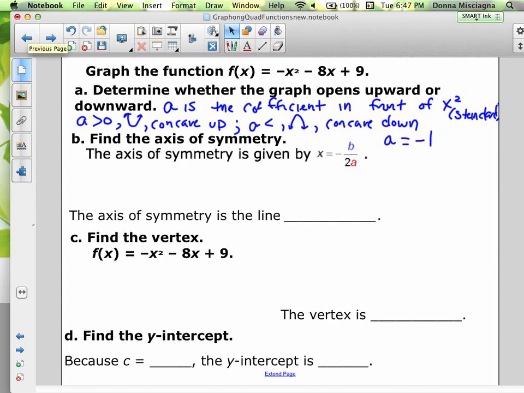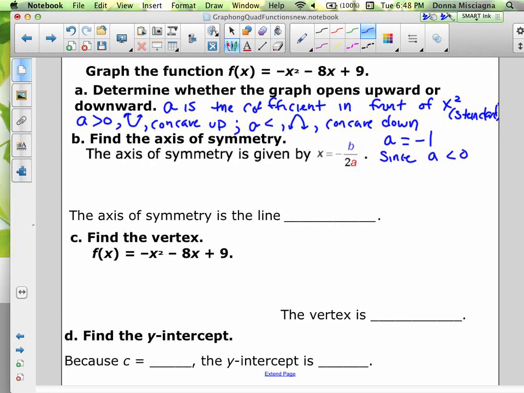Right, so a is -1. So since a is less than 0, our graph is concave down. That's all there is to that one. Now let's find the axis of symmetry.